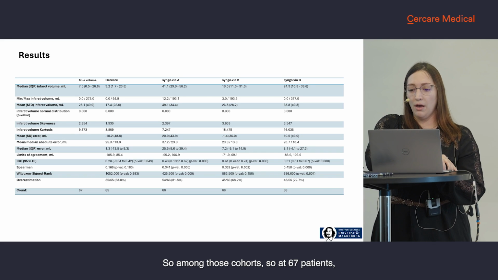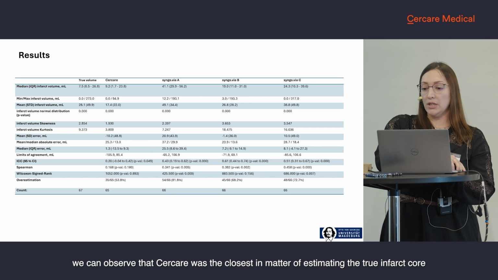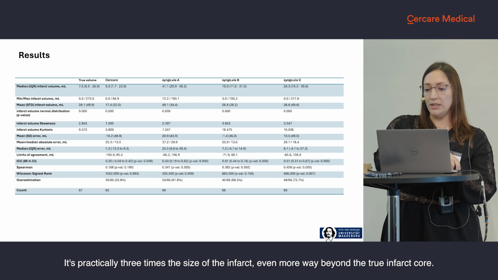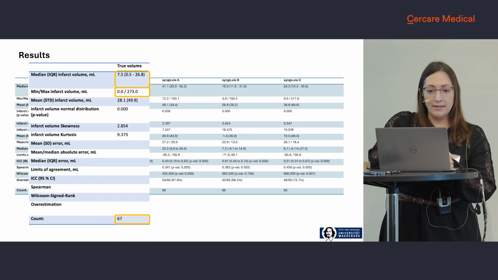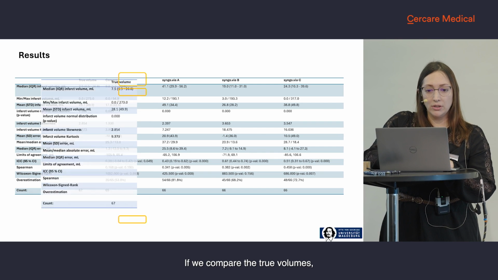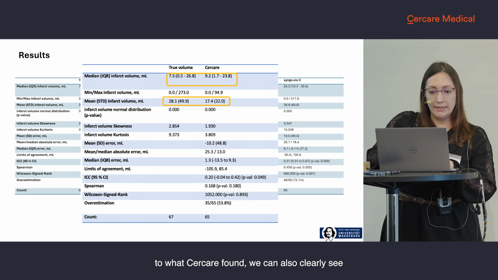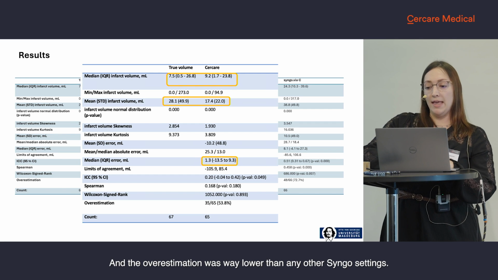So among those cohorts, with 67 patients, we can observe that CERCARE was the closest in estimating the true infarct core. Syngo in clinical routine, which was the B setting, is practically 3 times the size of the infarct, even way beyond the true infarct core. And if we compare the true volumes to what CERCARE found, we can also clearly see that we have a median error of 1.3 milliliters, which is really low, and the overestimation was way lower than any other Syngo settings.